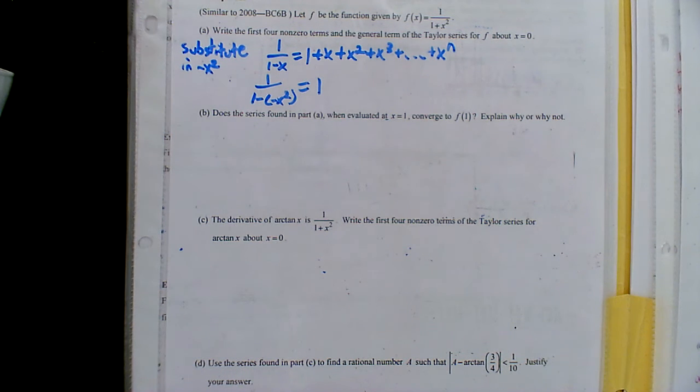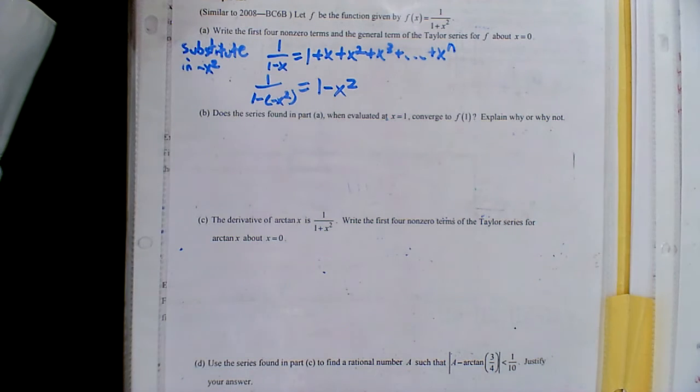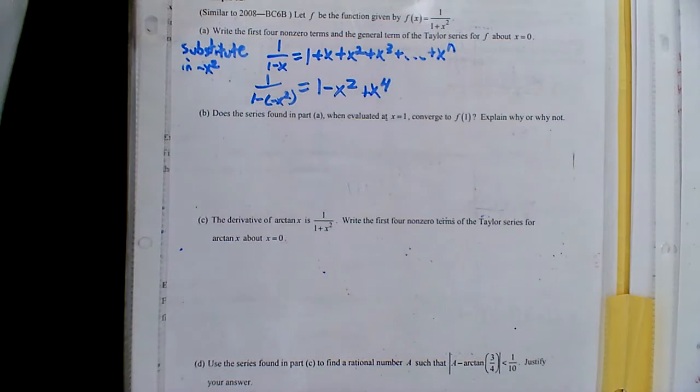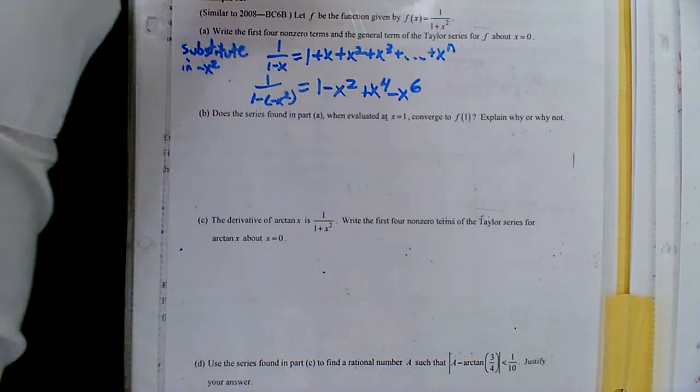We're still going to start with 1. What's next? Negative x squared. Then what? Okay. Another one? Okay, so that's the first 4 terms.